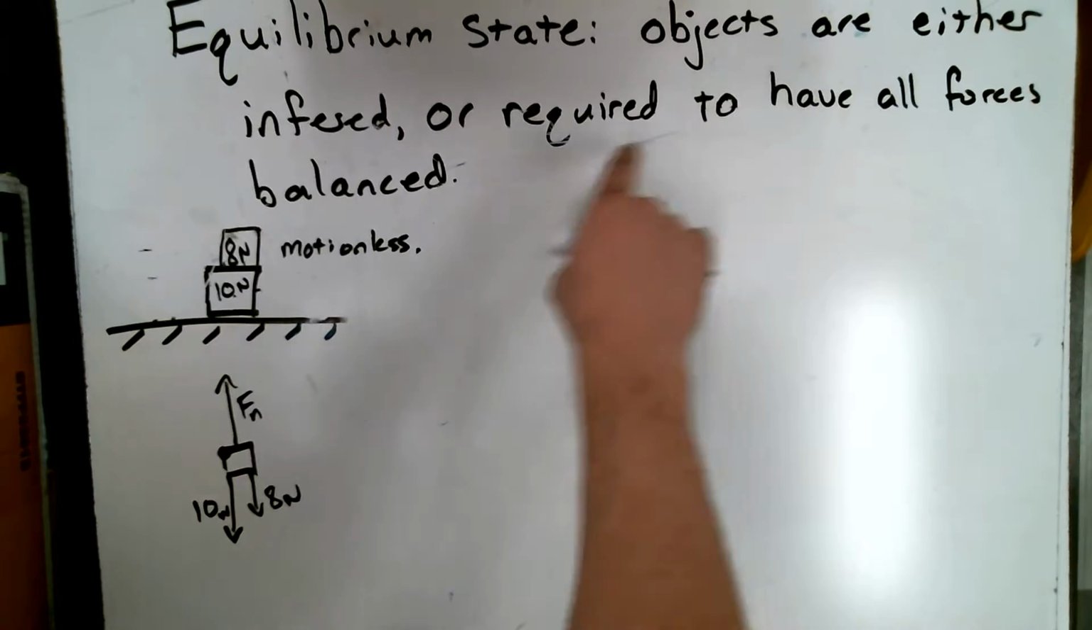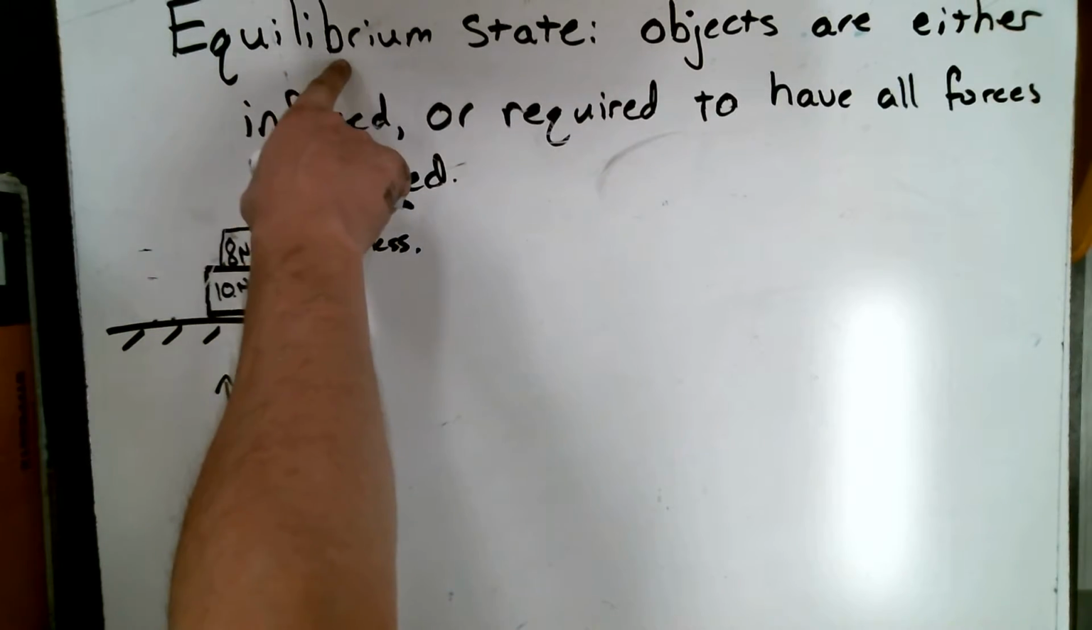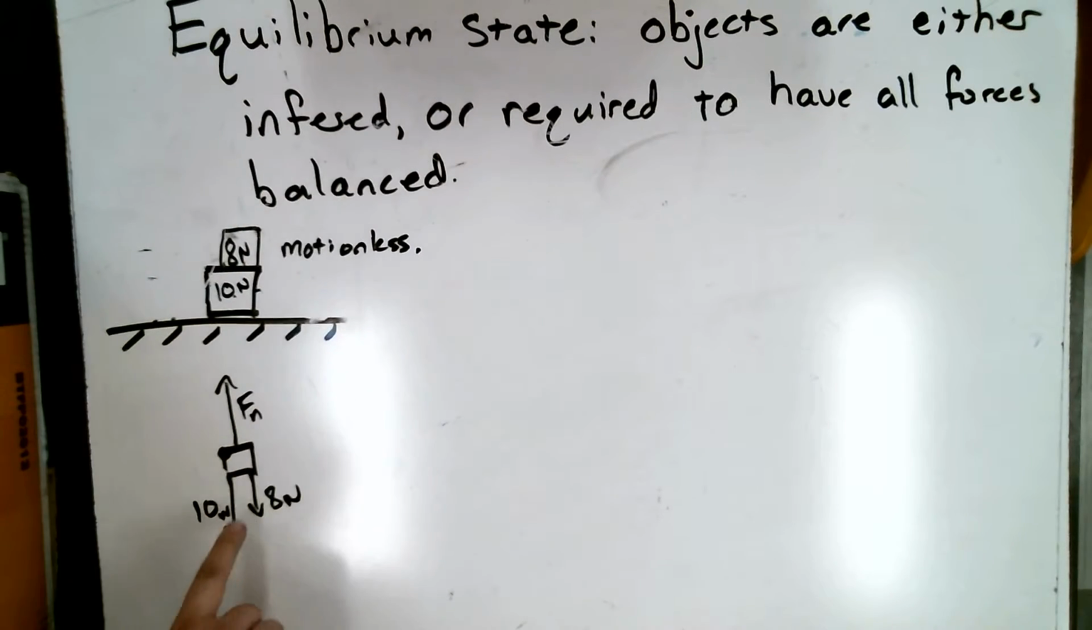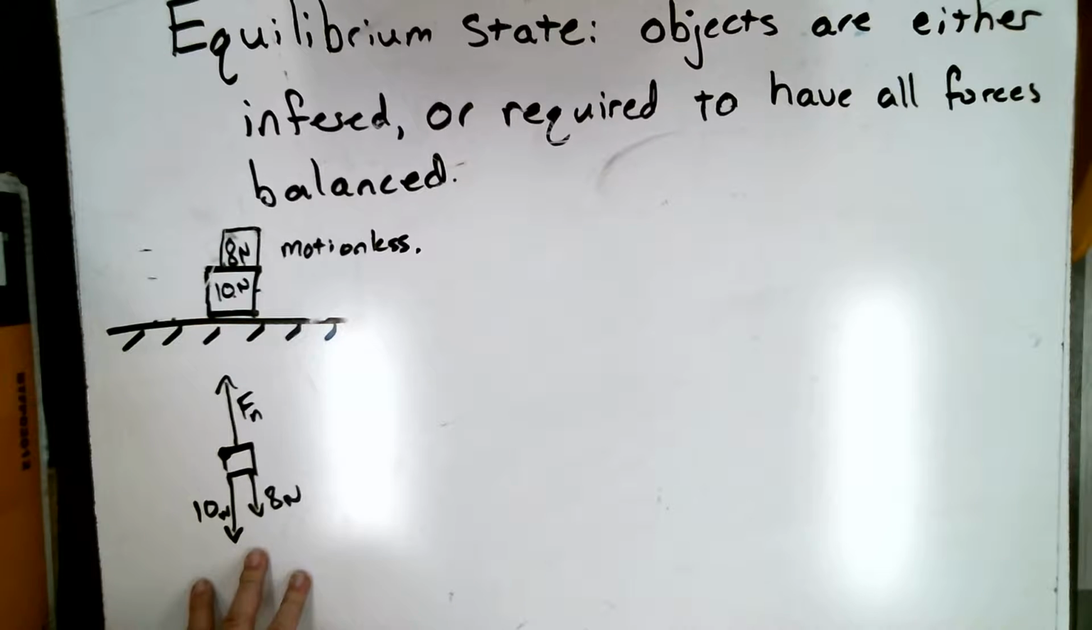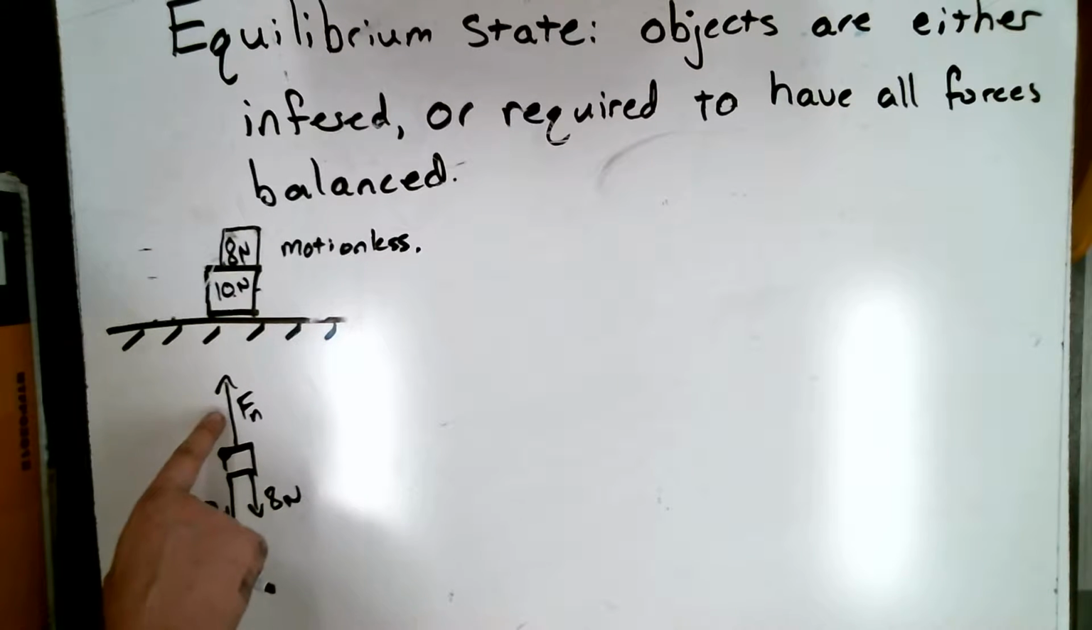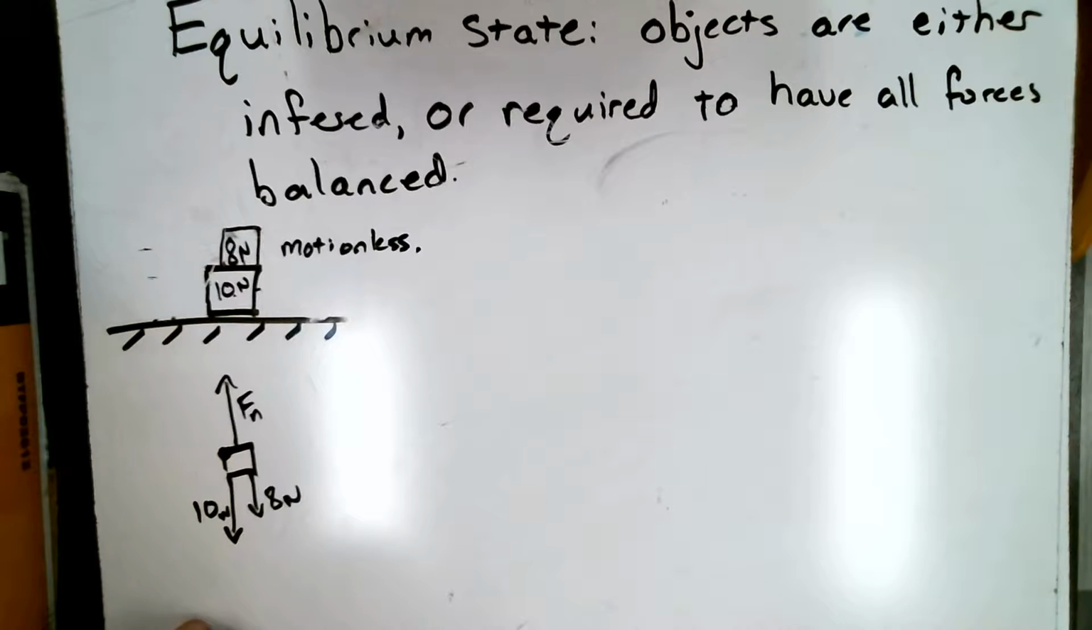Now, if our forces are going to be balanced because we are in equilibrium, then this normal force must counteract all of the downward forces. So looking at it this time, just taking a look, it needs to be 18 newtons up. I'm going to show you what this looks like algebraically.